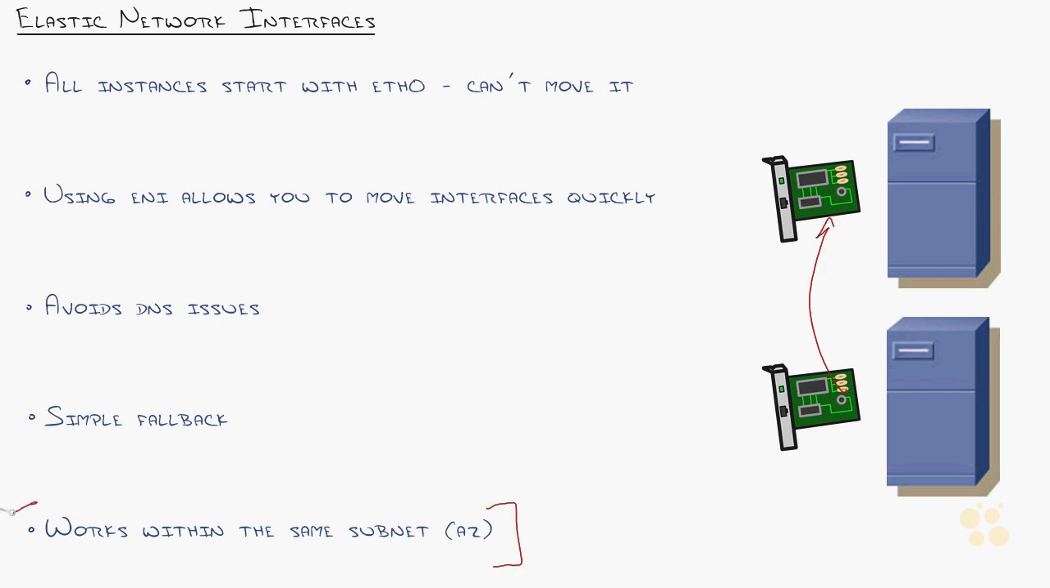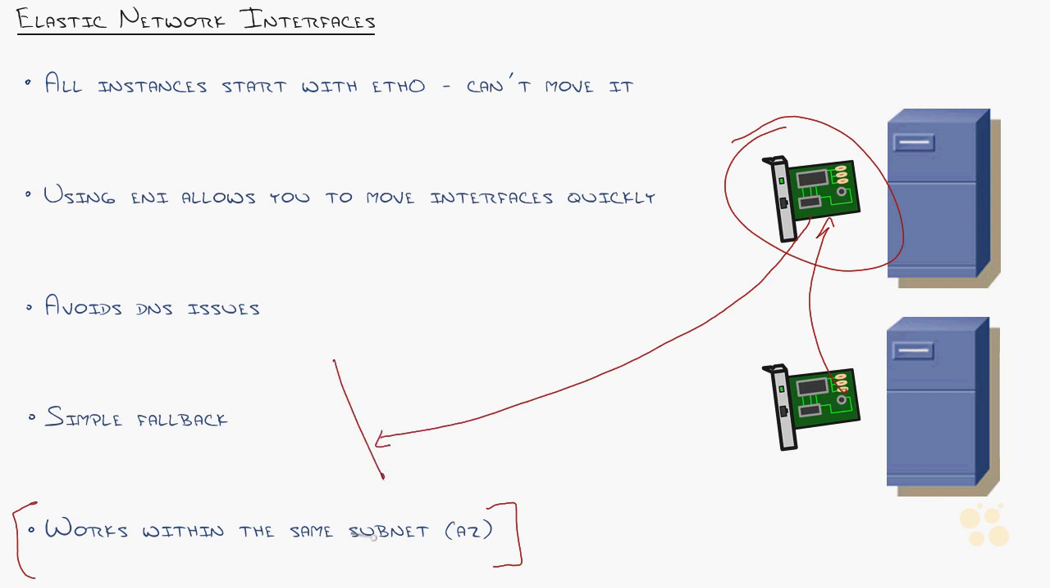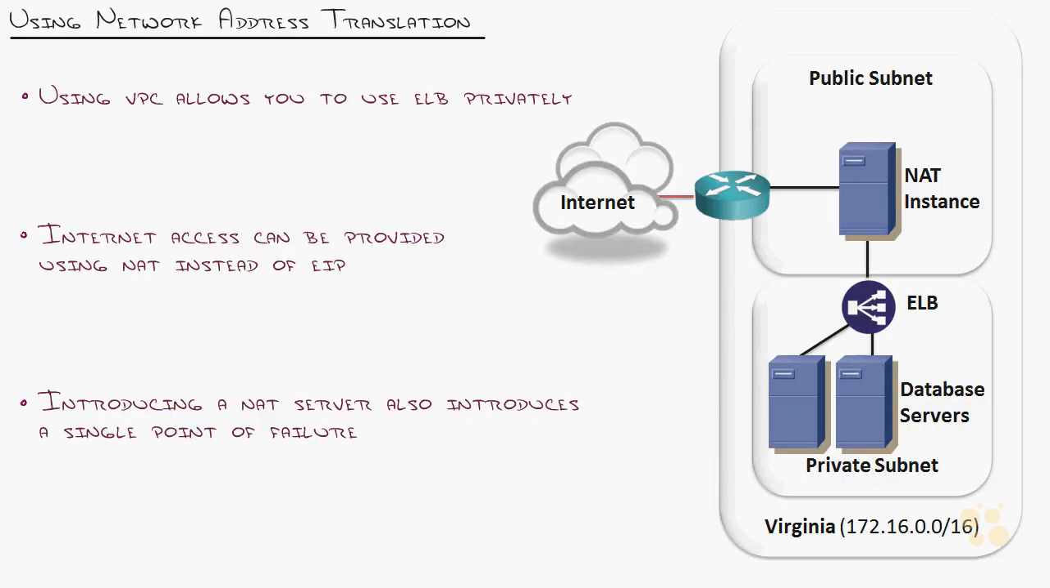Only thing worth mentioning, actually, it was one of the do I know this already questions. This does only work within the same availability zone, same subnet. So if you have an instance in another availability zone, you cannot cross that boundary with the Elastic Network Interface.